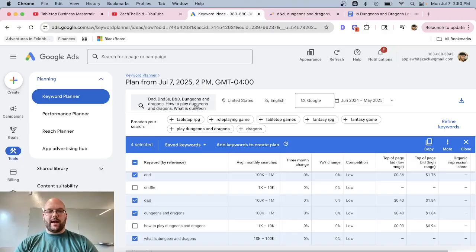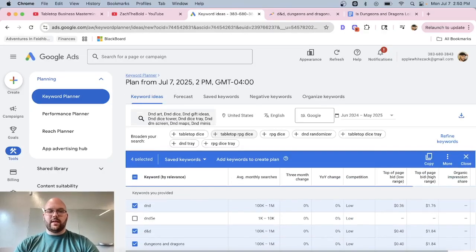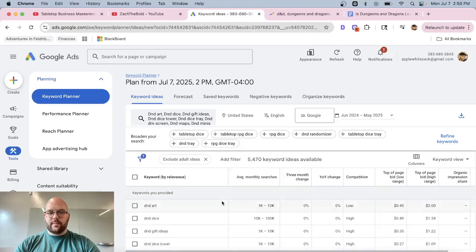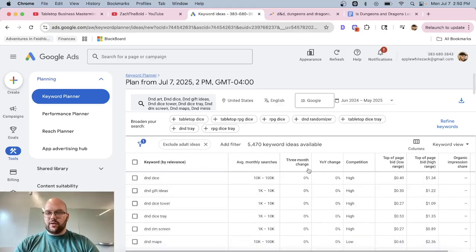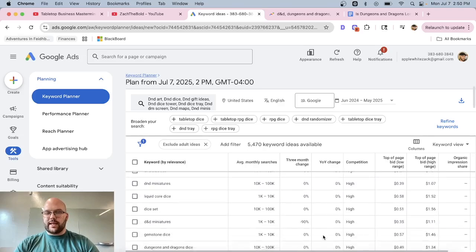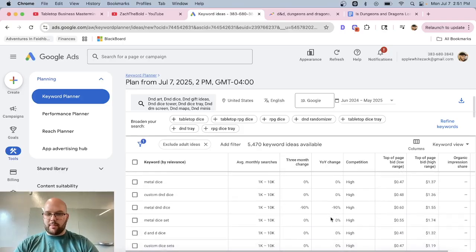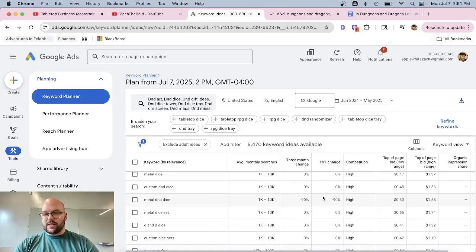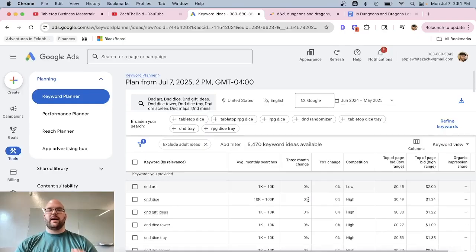All right, we're going to go back to our Keyword Planner, clear the board, pop these in, and see what we got. Again, you can also look over here at the 3-month and year-over-year change. You'll notice that according to Google's data, there's not a lot of change. D&D miniatures are doing less well these 3 months than the last 3 months. That might be interesting to you. Metal D&D dice are not doing nearly as well this year as they were last year. This will help you predict trends, but today we're just looking at the overall slump.